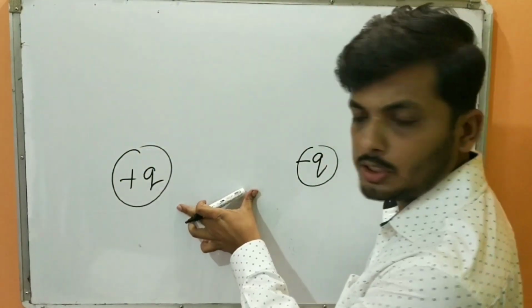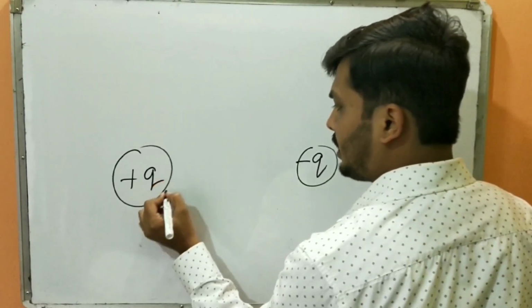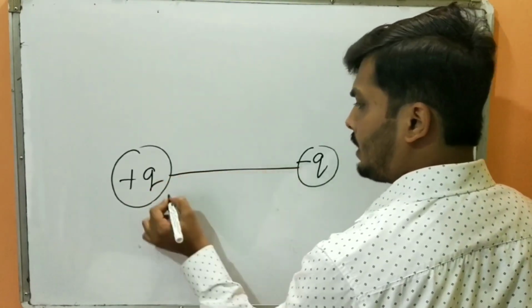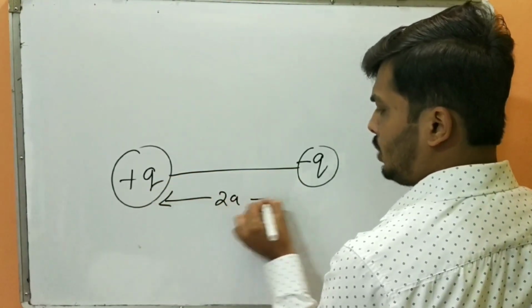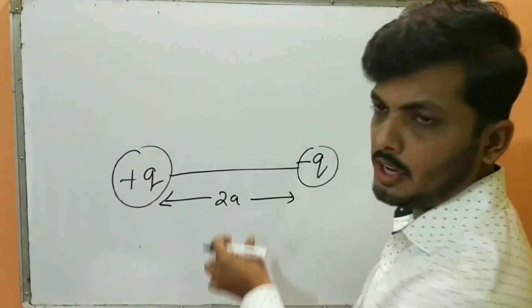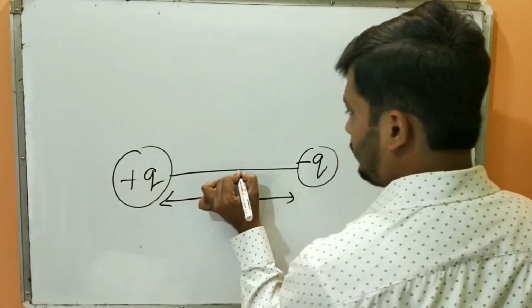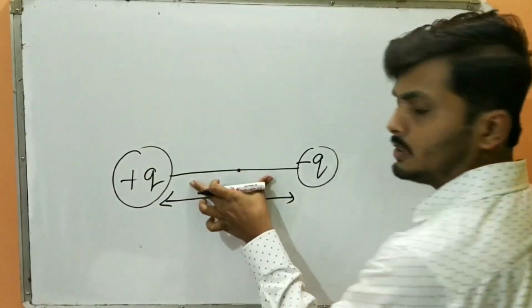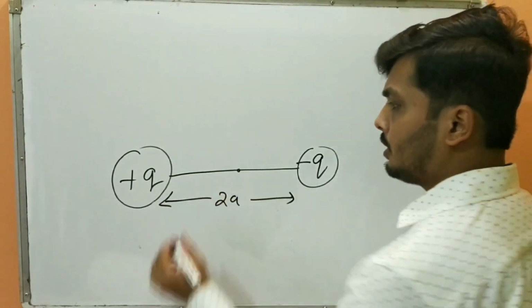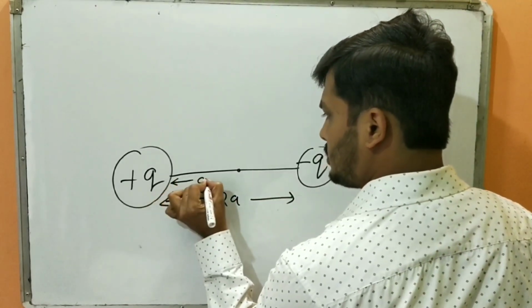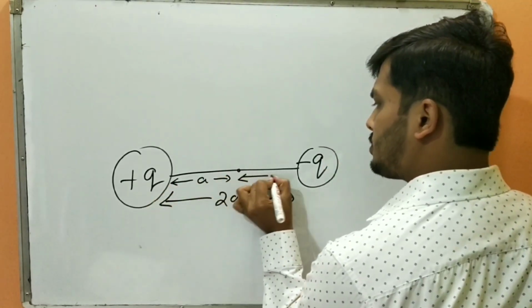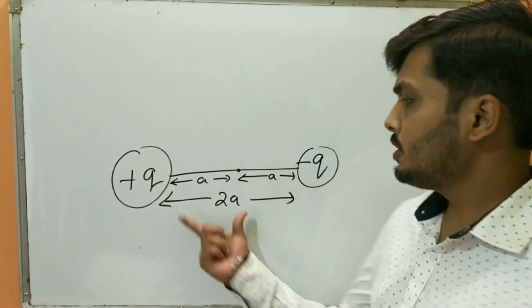It is a set of two charges, yes or no? They are separated by a distance of 2a. As I told you, you can take it as 2L, 2D, also 2R. In different textbooks you will find different denotations. This is the dipole axis and this is the dipole center. So as you know this distance will be a, and this distance also will be a. Now is it not a dipole?